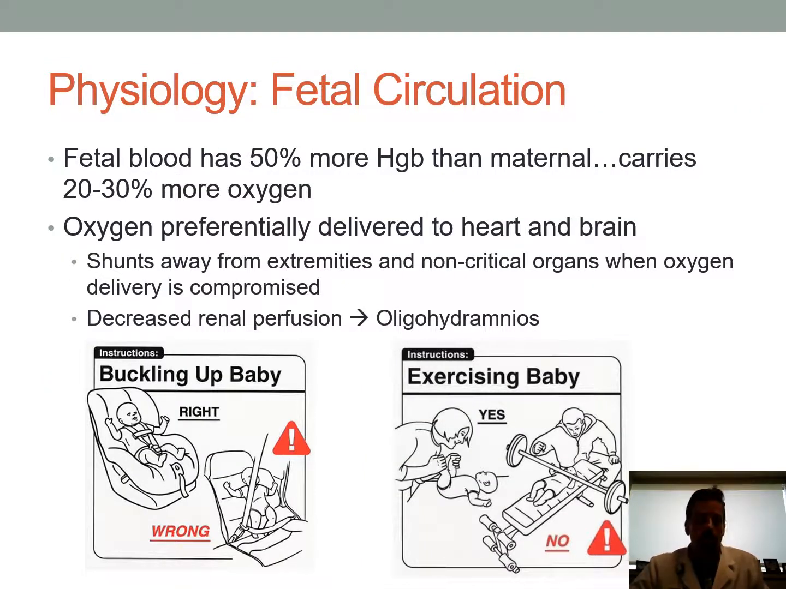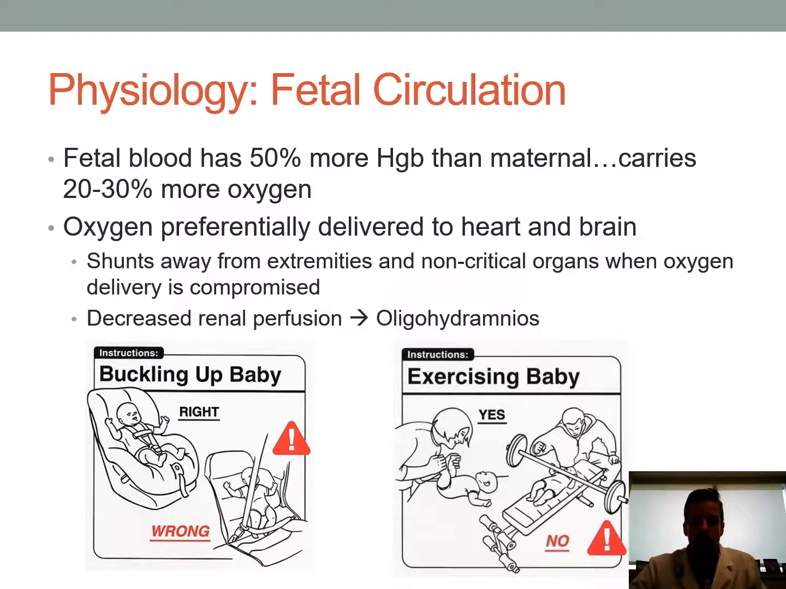So fetal blood has about 50% more hemoglobin than maternal. So, if you've gotten a CBC on a baby, you're seeing hemoglobin levels of around 20, 22 pretty commonly, where maternal hemoglobin at around time of delivery is usually low, 10, 11, 12. And fetal hemoglobin carries about 20 to 30% more oxygen than adult hemoglobin. Oxygen is preferentially delivered to the heart and to the brain. I showed you those shunts on the previous slide.